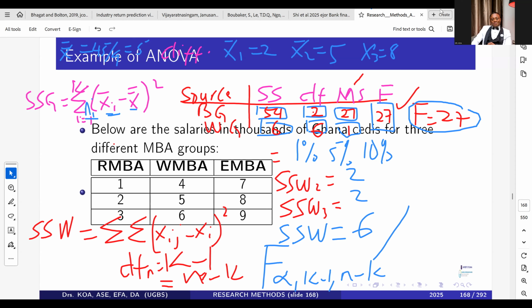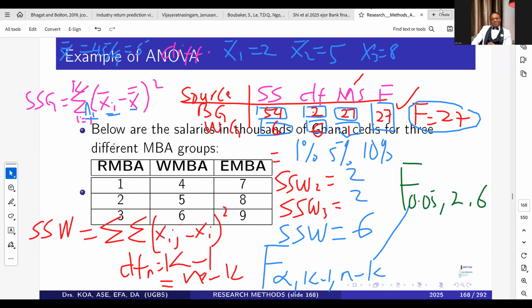We are just substituting the values as we know it. So what are the values? The first letter is F, and the first Greek letter is alpha. Now we know that the value of alpha is 5%. Exactly. So you write 0.05. Then you do comma. What is k minus 1? We already know it's 2. What is n minus k? It's 6. That's it.